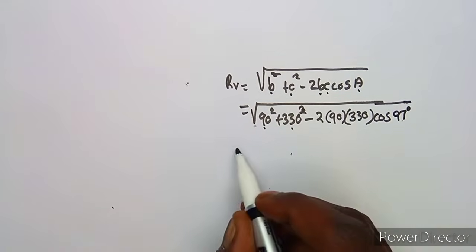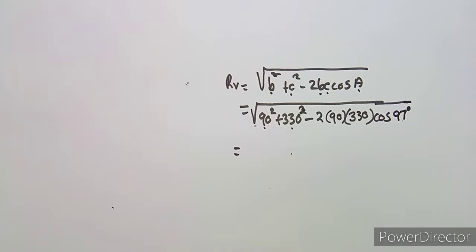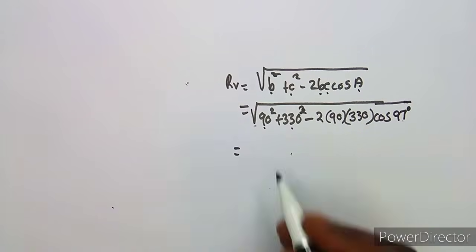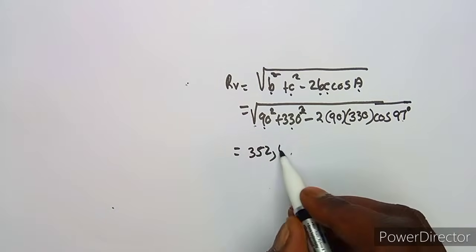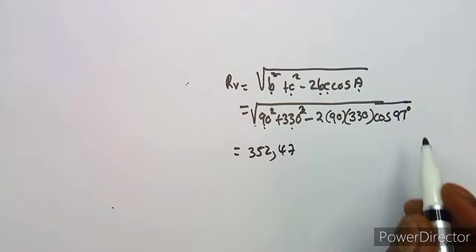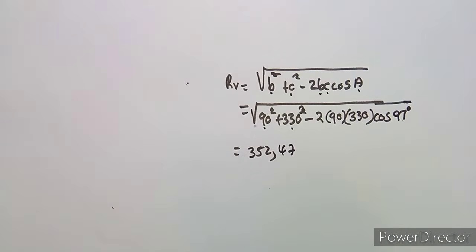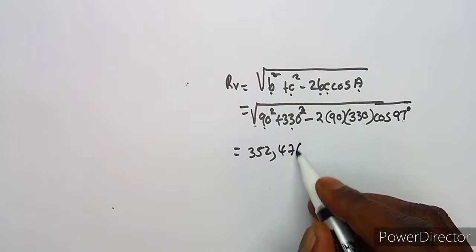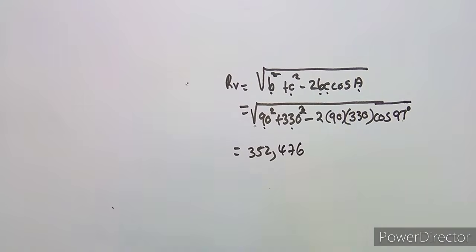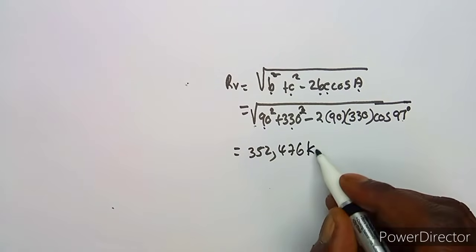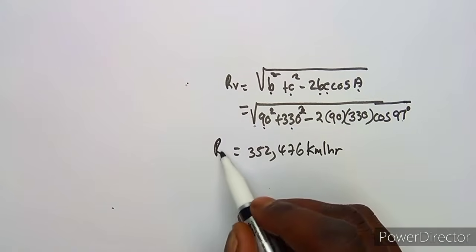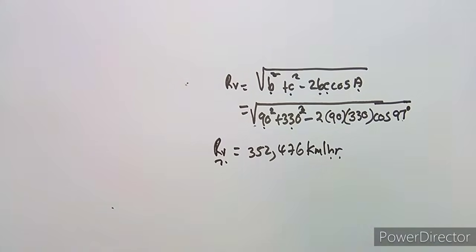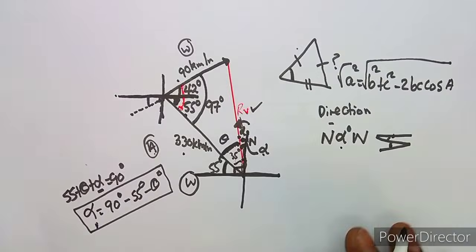All right, just like that, guys. From your calculator, you must obtain your resultant, which is 352,476, something like that, because it's going to be 5, so this is going to change to 6, because it's 558, something like that, so it's going to be 6. This is kilometers per hour, or you can just write per hour, which is with h, or just like that is fine. All right, so that is our resultant.